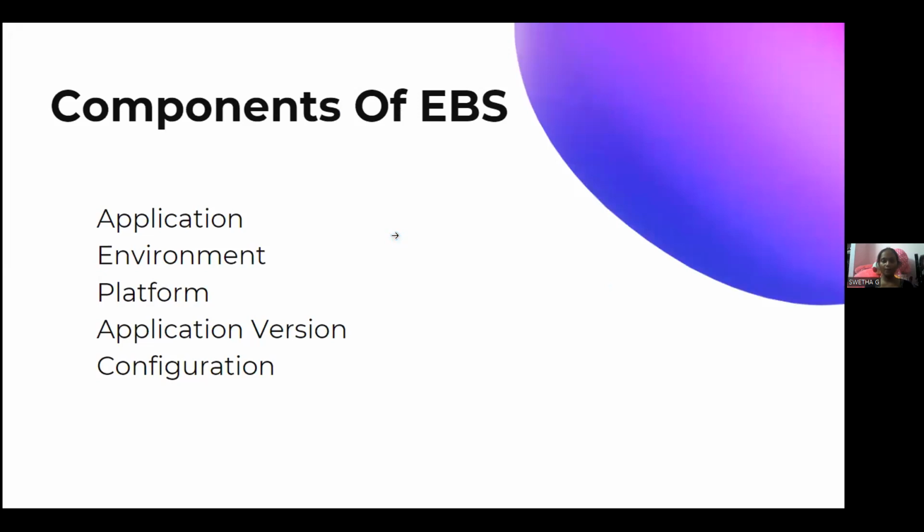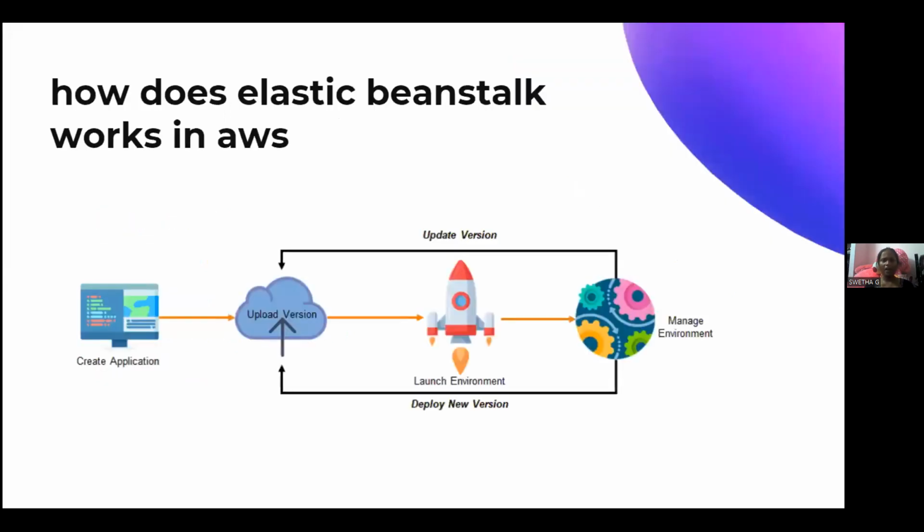Components of an Elastic Beanstalk application. When we are deploying an application, we have to set an environment, and we also set up a platform, and we have to set up an application version, and finally we have to set up configuration. Working principle of Elastic Beanstalk. First, we have to create an application. For example, you are developing an application like Instagram. First, we have to develop our application based on the requirements of the user or the client.